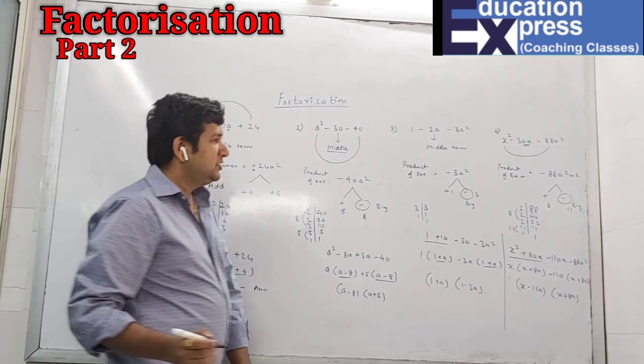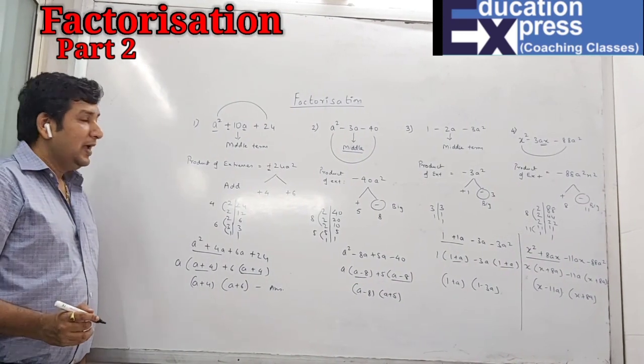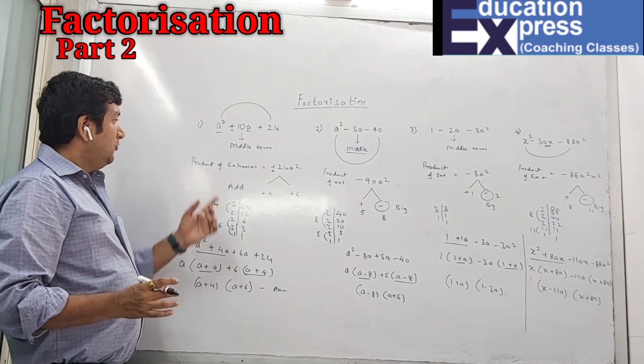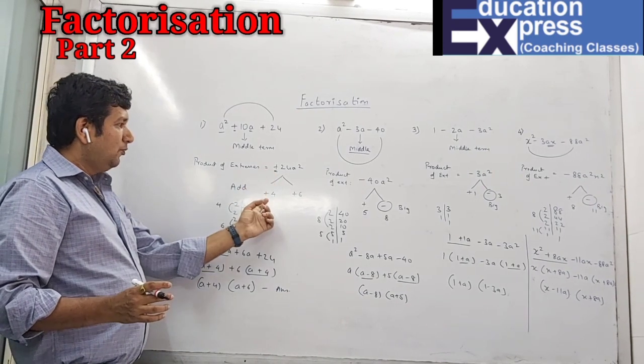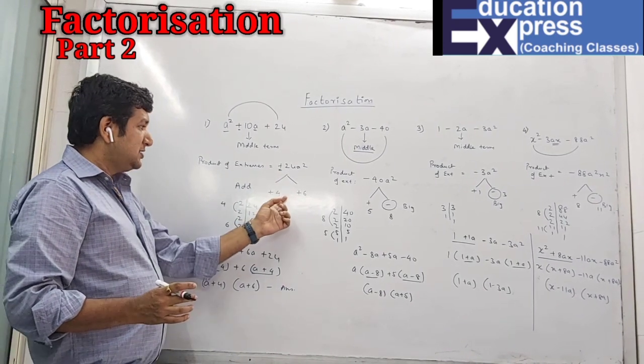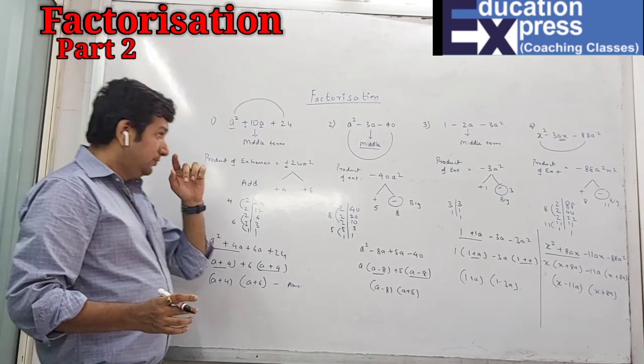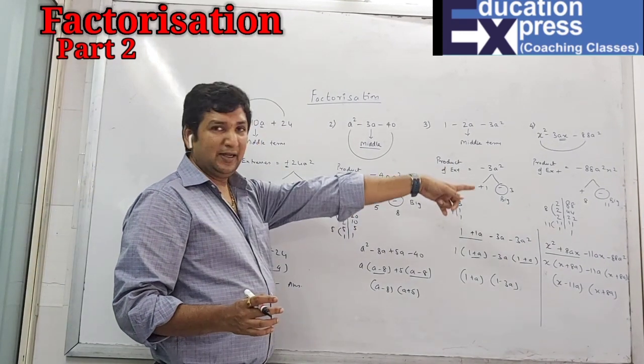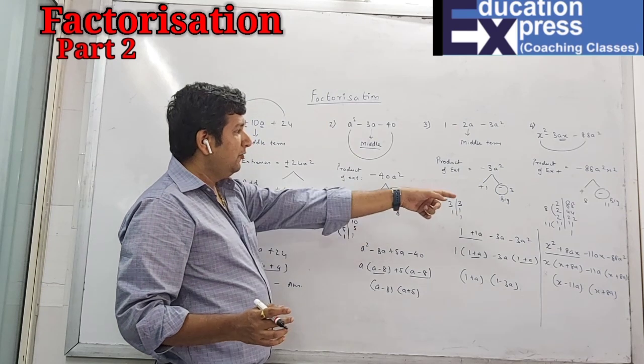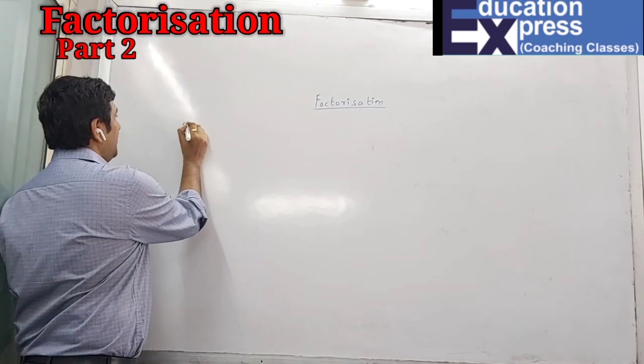So first 4 questions done of splitting the middle term. And here I had made it very clear, when the product of the extremes is positive, both the terms will get the same sign, and the sign will depend upon the middle term. Negative, negative, negative, plus minus, the bigger number will always get the middle term sign. So question number 5.